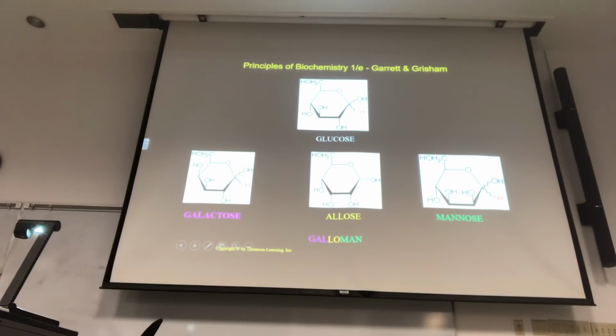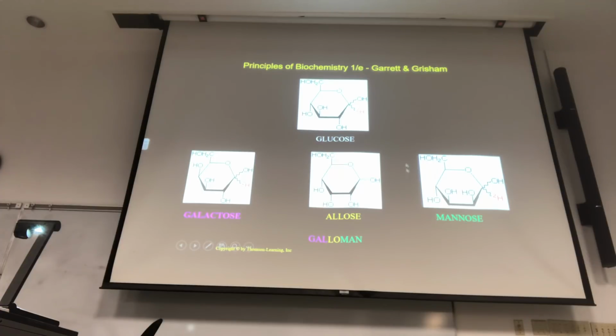What that means is, if I compare glucose and galactose to each other, they differ at exactly this carbon, one of your possible chiral centers here. The hydroxyl is pointing in different directions at that chiral center. Everything else is the same. So glucose and galactose are diastereomers of each other. They differ at at least one chiral center.